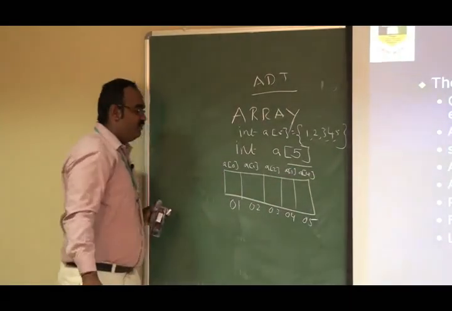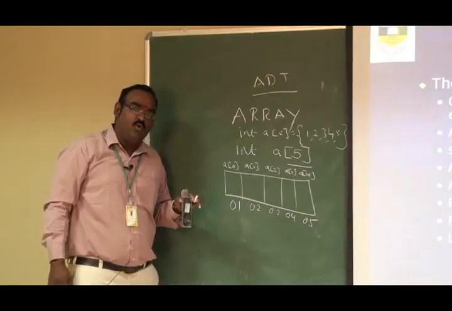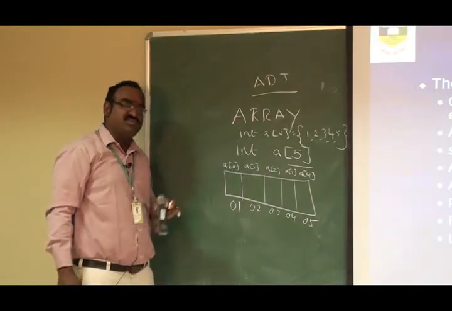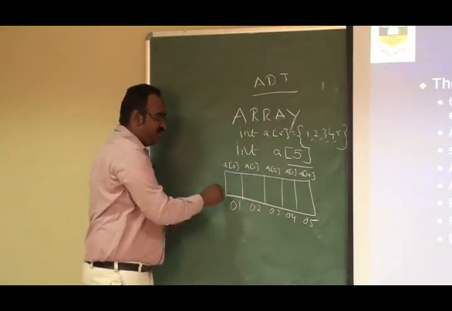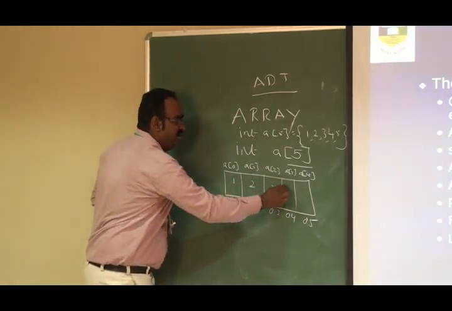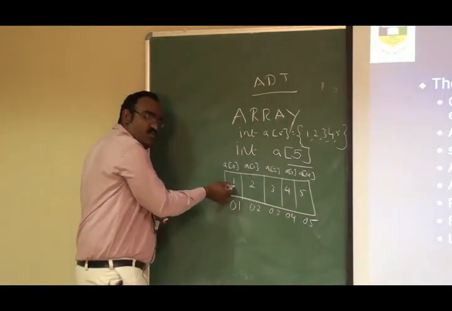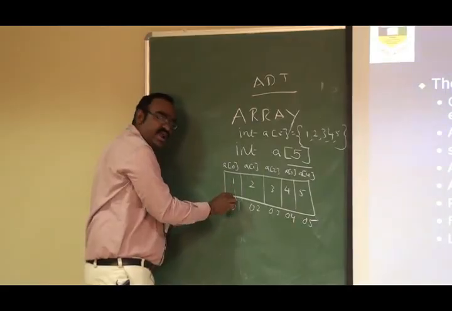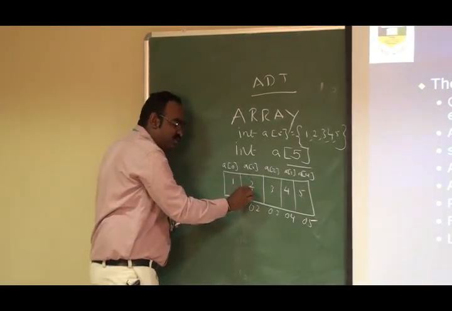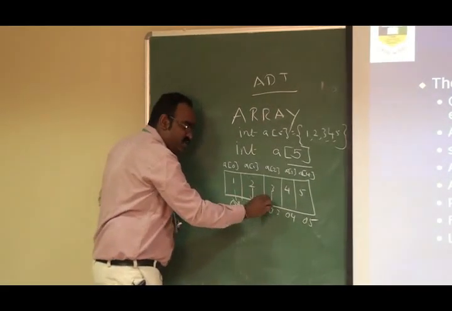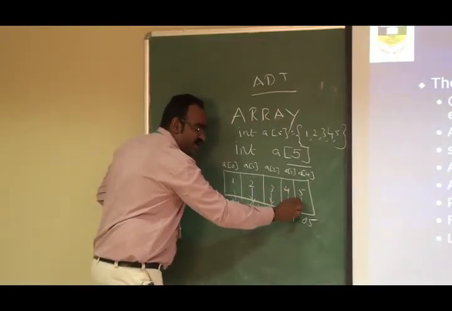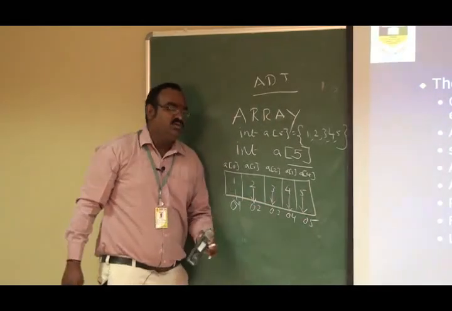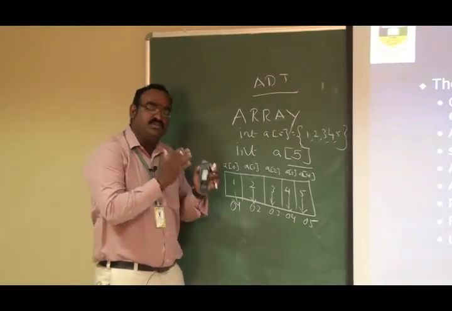So there are 5 elements, and the indexing starts with 0. In C, indexing always starts with 0. So 1, 2, 3, 4, 5 are the elements. Sequentially, 1 is stored in the first location, 2 in the second location, 3 in the third location, 4 in the fourth location, and 5 in the fifth. So this is a contiguous memory allocation.